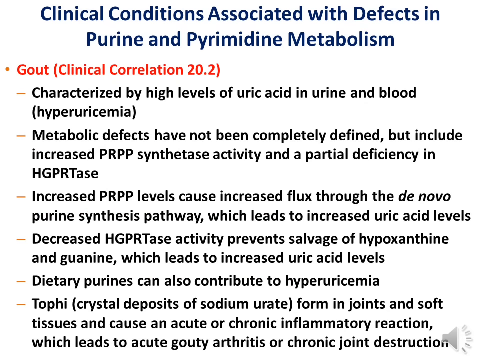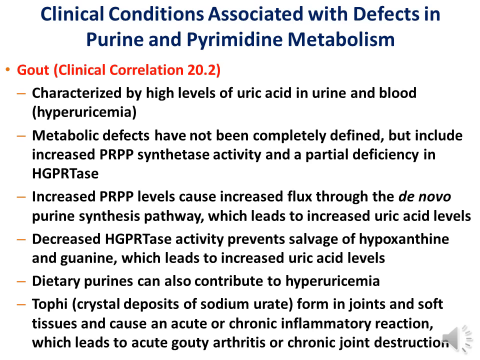Gout is characterized by high levels of uric acid in the urine and blood. High levels of uric acid in the blood is also called hyperuricemia. The metabolic defects in gout have not been completely defined, but include increased PRPP synthetase activity and a partial deficiency in HGPRTase. Increased PRPP levels can cause increased flux through the de novo purine synthesis pathway, and this leads to increased uric acid levels.